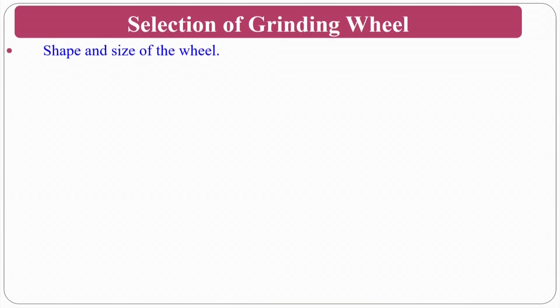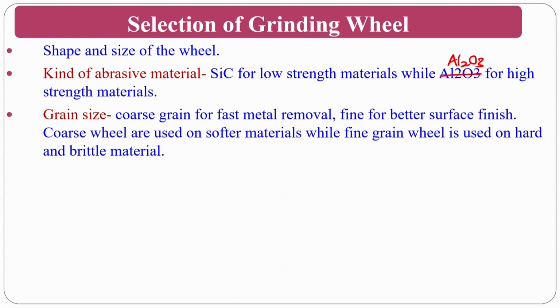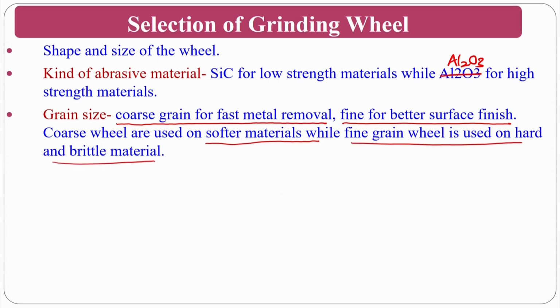In the selection of a grinding wheel, the shape and size of the wheel are important. Then the kind of abrasive material, whether it is silicon carbide or Al2O3 for high material strength. The grain size, whether coarse or fine, one has to know. For material removal, the grain size should be coarse, and finer grain is better for surface finish applications. Coarser wheels are normally used on softer materials, and fine grains on hard and brittle materials. This is a common concept followed in the grinding process.